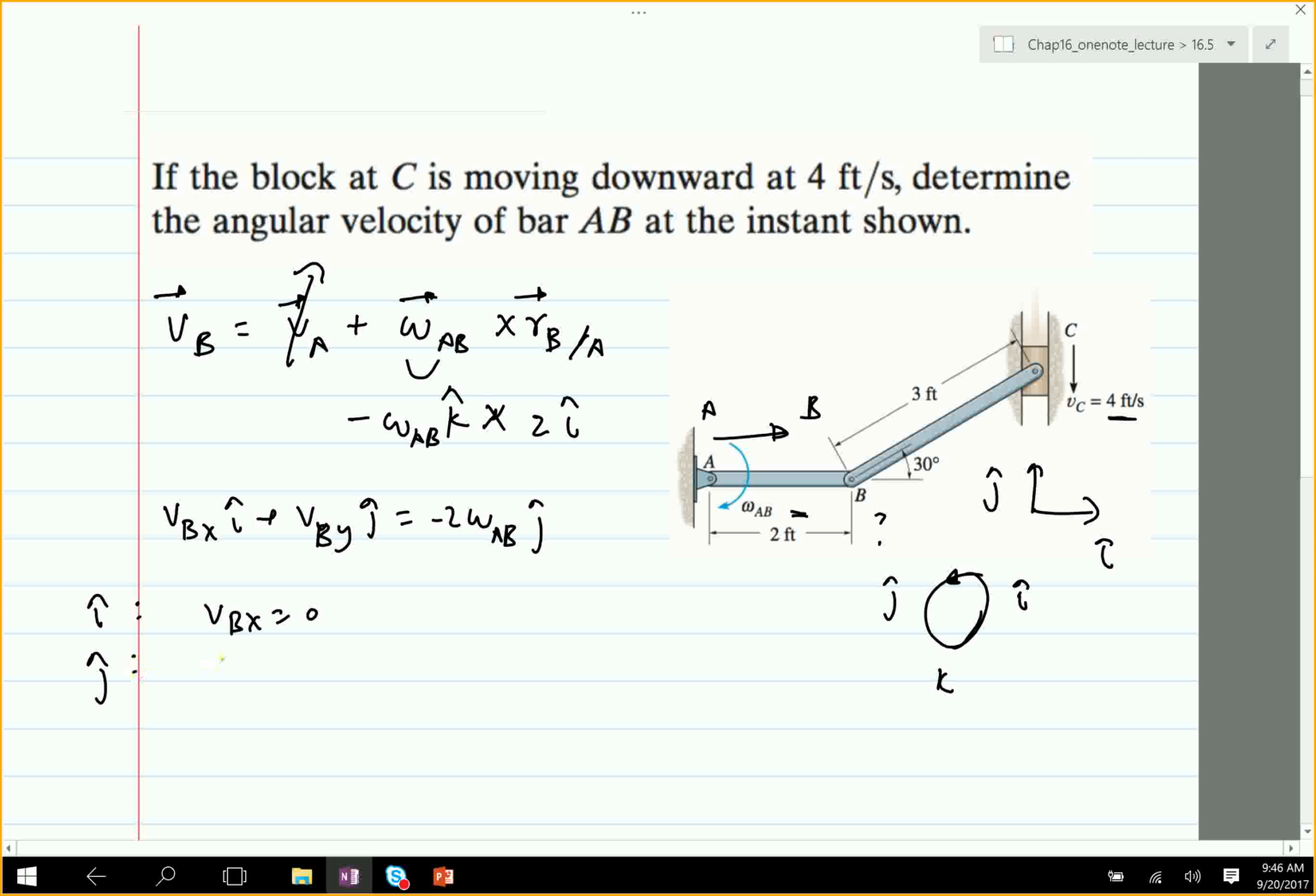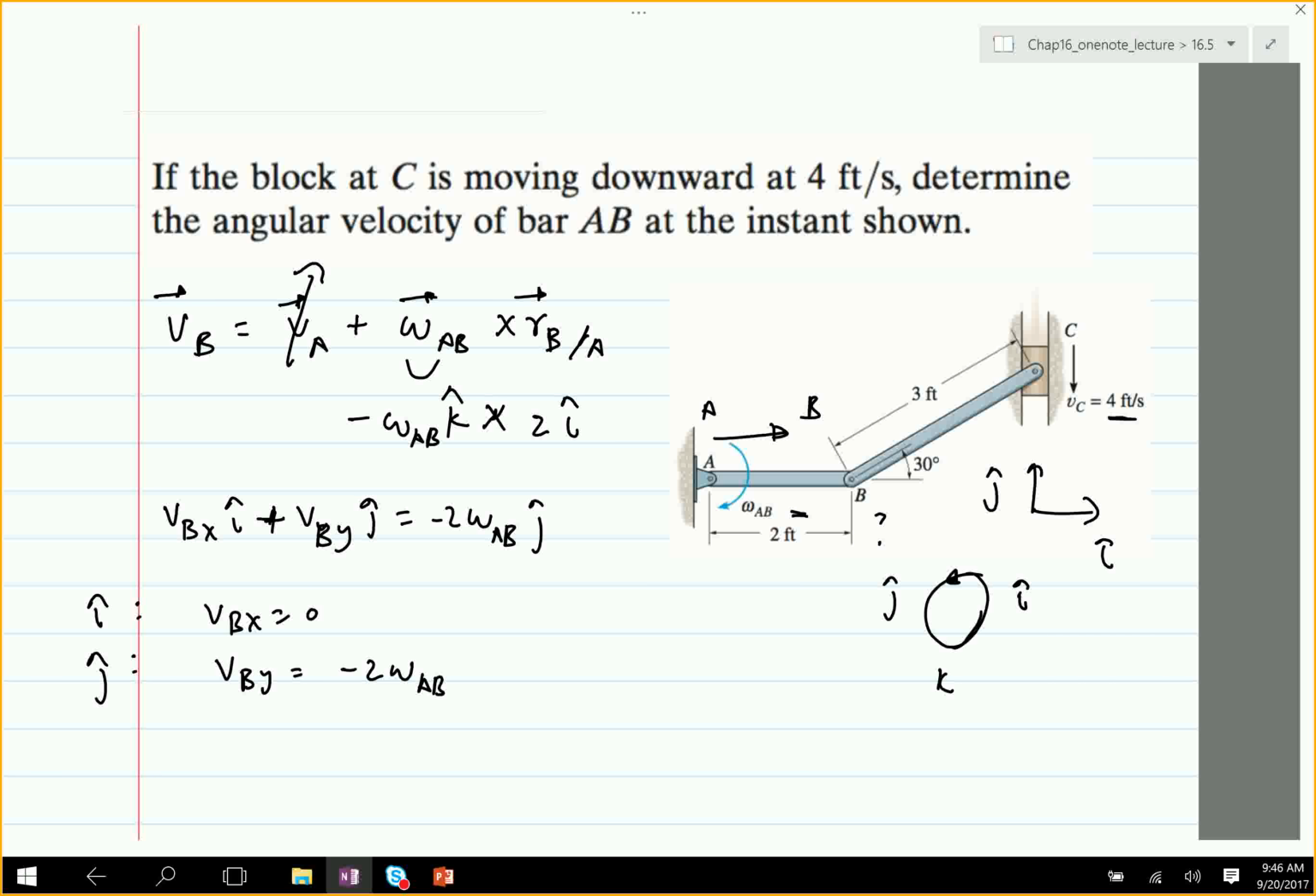The J component gives... Okay, so I need to compare the left hand side with the right hand side. Look at the I's and look at the J's. On the left side I have VBX with I, and then I have nothing in the I direction, so it's technically plus 0 I. There's one equation in I, one equation in J. The other one gives me VBY equals minus 2 omega AB. So that equation I cannot use to solve for VBY and omega AB, because that's one equation, 2 unknowns. So I need to do something else.